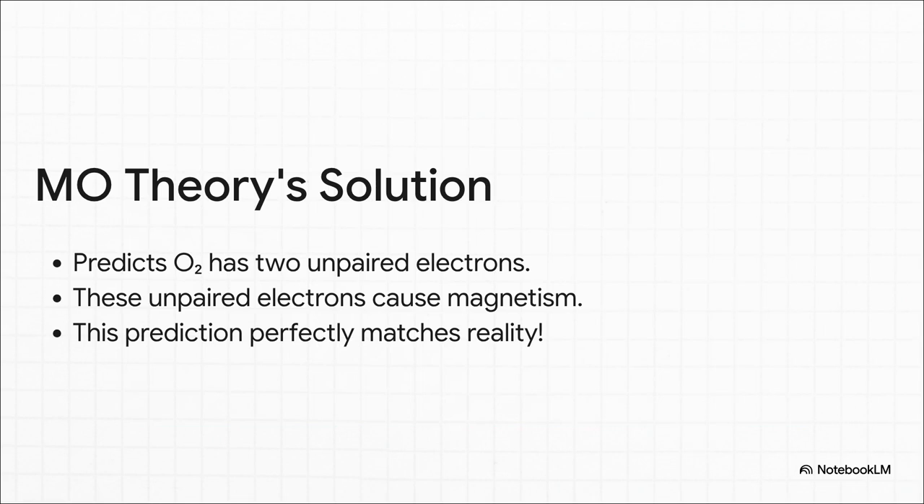And this is where molecular orbital theory just swoops in and saves the day. When you build the MO diagram for O2, its more complex, system-wide approach predicts that oxygen actually has two electrons in separate orbitals that are unpaired. And what do unpaired electrons cause? Magnetism. MO theory's prediction? It matches reality perfectly. It absolutely nailed the oxygen puzzle.